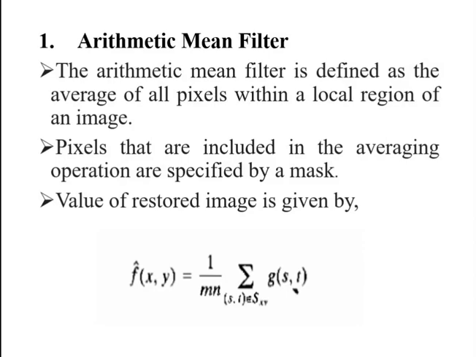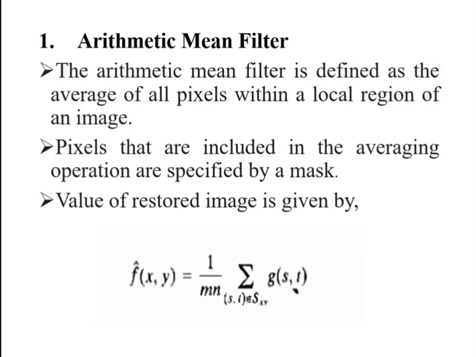An image restored using a geometric mean filter is given by the expression f hat(x, y) equals the product over (s, t) in S_xy of g(s, t), raised to the power 1/mn. Here, each restored pixel is given by the product of the pixels in the sub-image window raised to the power of 1/mn. A geometric mean filter achieves smoothing comparable to the arithmetic mean filter, but it tends to lose less image detail in the process.